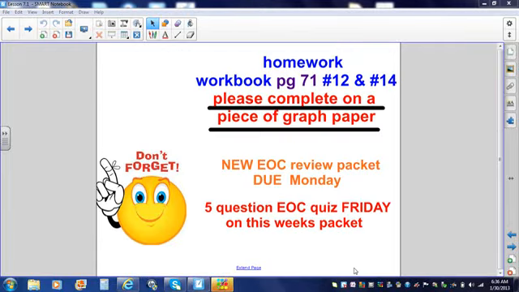Homework tonight is from workbook page 71, problems 12 and 14. Please complete the homework tonight, problems 12 and 14 from page 71, on a piece of graph paper.